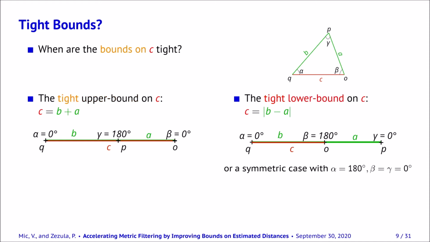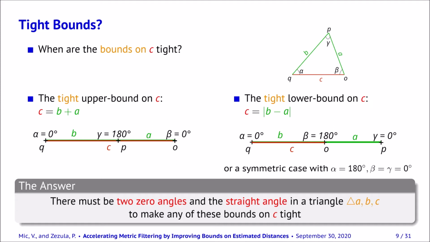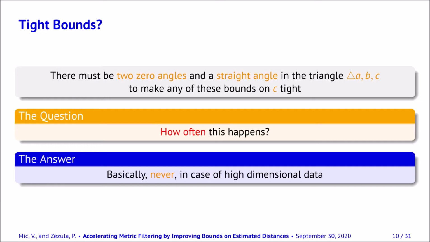The lower bound is tight in two cases. In the first one, beta is the straight angle, alpha is 0 and gamma is 0. In the second one, alpha is the straight angle and the other angles are 0. To sum it up, there must be two zero angles and the straight angle in a triangle to make any of these bounds on c tight. The question thus arises: how often do we have a triangle with such angles when searching in real-life metric spaces? The answer is practically never when searching in contemporary data.